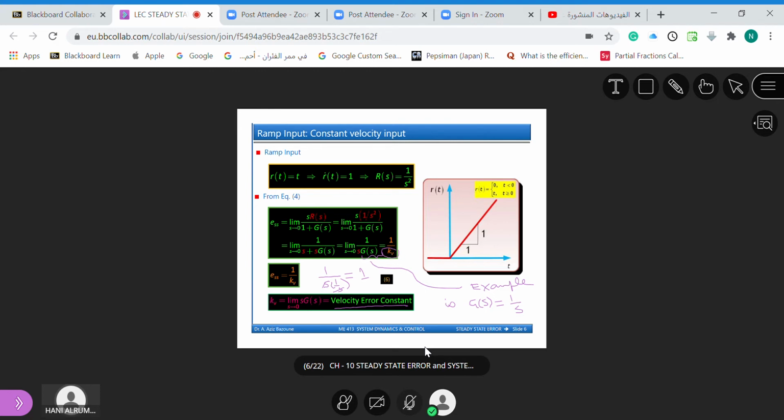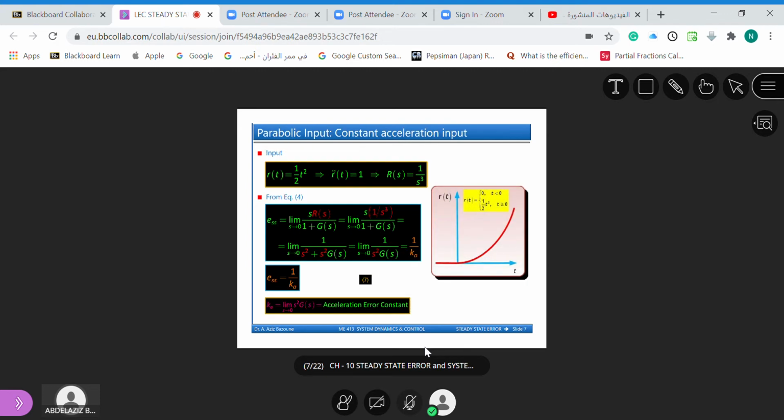Any question, guys? Similarly, we do it when we have a constant acceleration, an equation like this one, the parabolic form, one half a t squared. The acceleration here will be constant, because acceleration means you differentiate it twice. If you differentiate once, you will get the velocity, and if you differentiate again, you will get 1, unity acceleration. The Laplace transform for it will be 1 over s cubed.